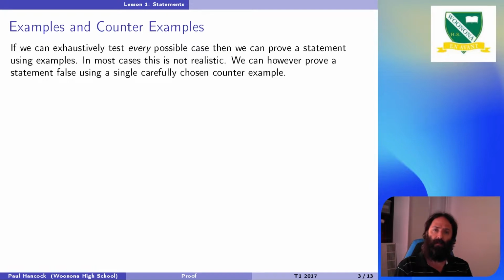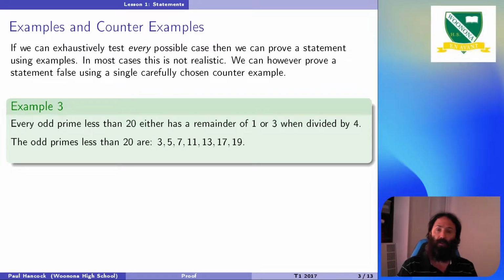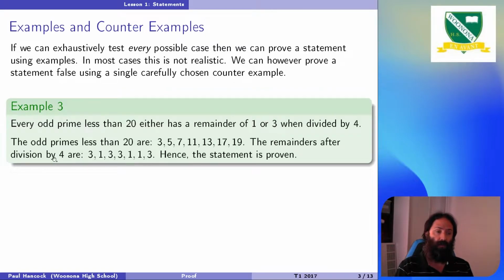Okay, so here's another simple example of this where we can actually go through the examples because it is a simple enough statement. So here we're saying that every odd prime less than 20 either has a remainder of 1 or 3 when divided by 4. There's not many odd primes less than 20, only a few of them, so we could easily go through and divide each of them by 4 and assess what the remainder is. And if we do that, then we see that in fact the statement's true. They all have either a remainder of 1 or 3, and hence we've proven the statement by using examples.